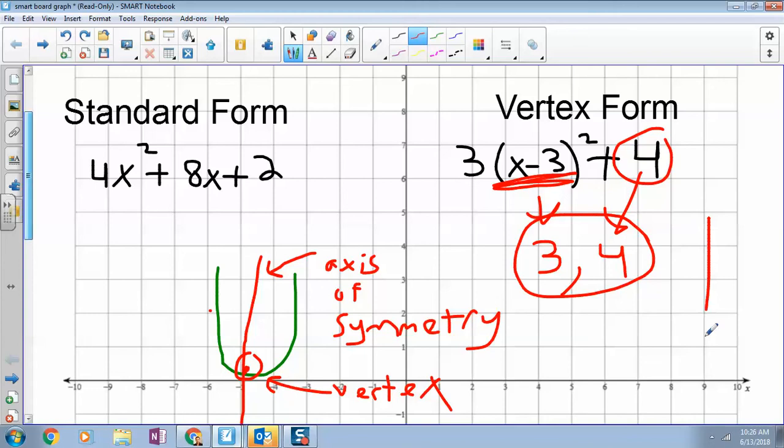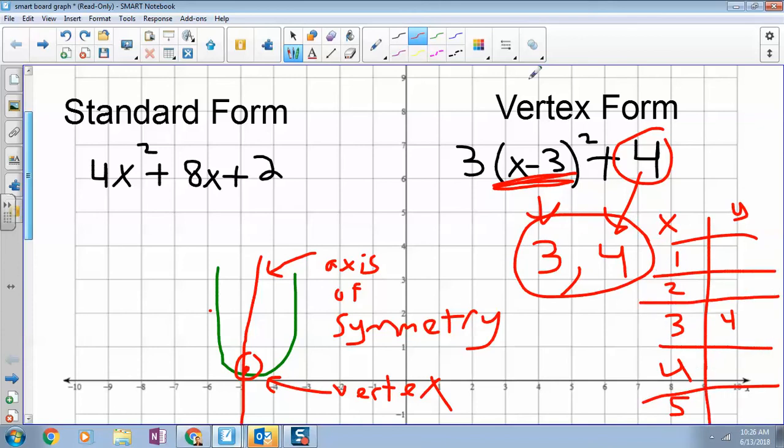After that, all you would do is make a table, an x and y table. So put 3, 4 in the middle, and then go two numbers above, so 2, 1, and two numbers below, 4, 5. Then we would plug in and evaluate. If I plug in and evaluate, it's pretty easy. Let's plug in 2. So 2 minus 3 would be negative 1. Negative 1 squared is 1. 3 times 1 is 3. 3 plus 4 is 7. So that's 7.